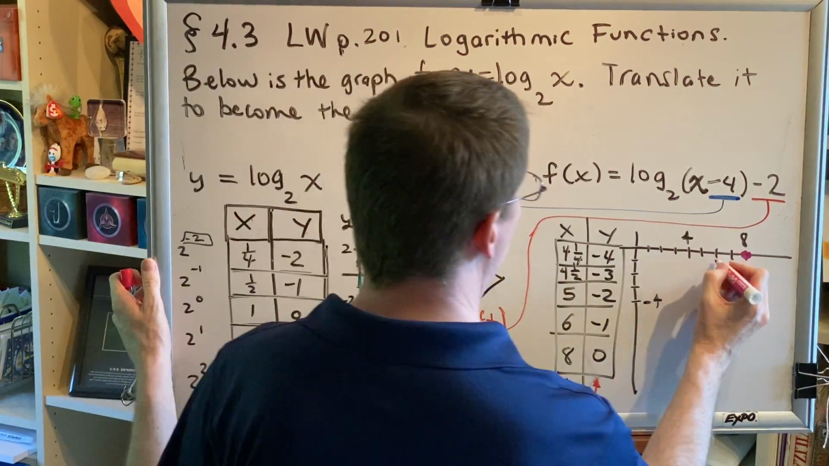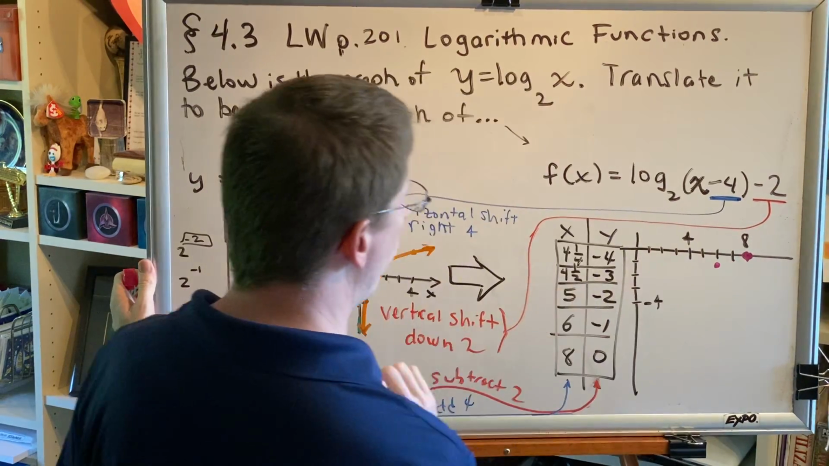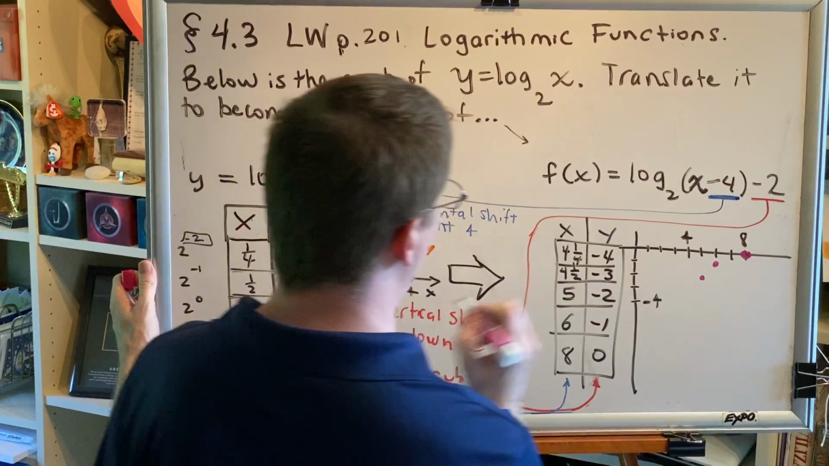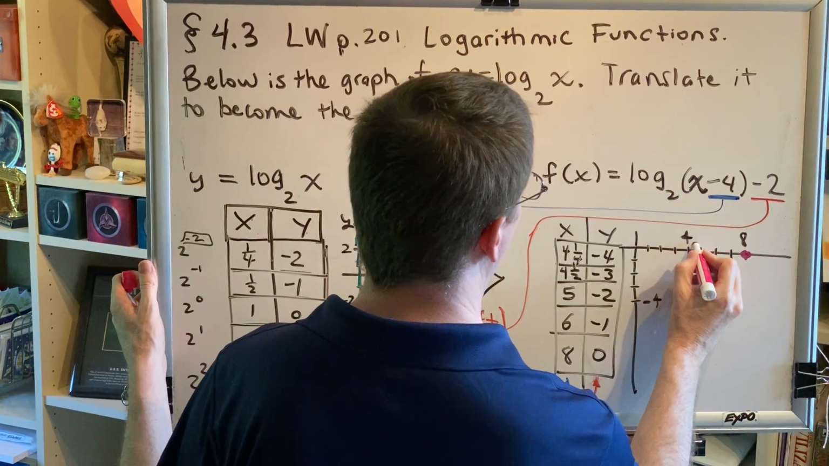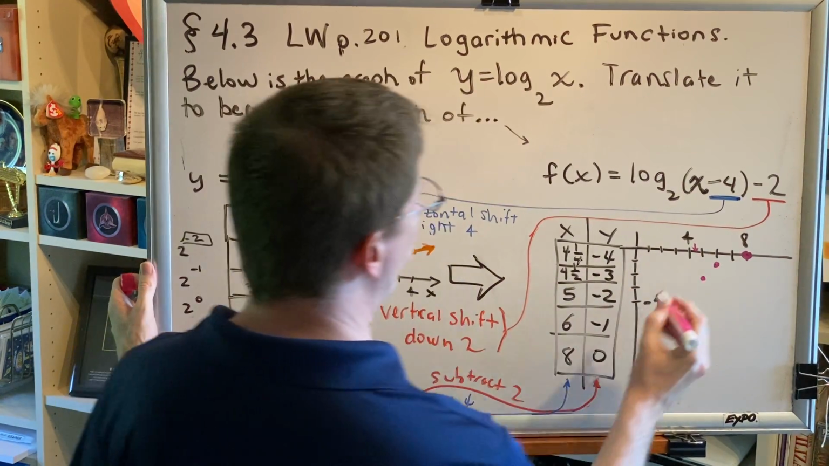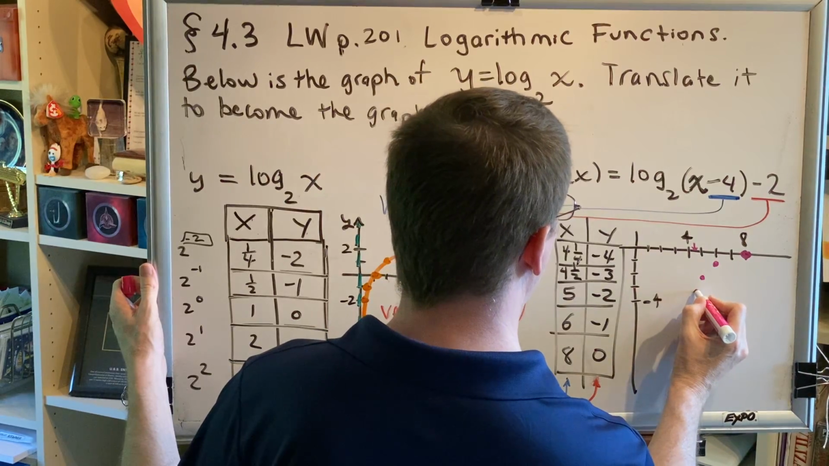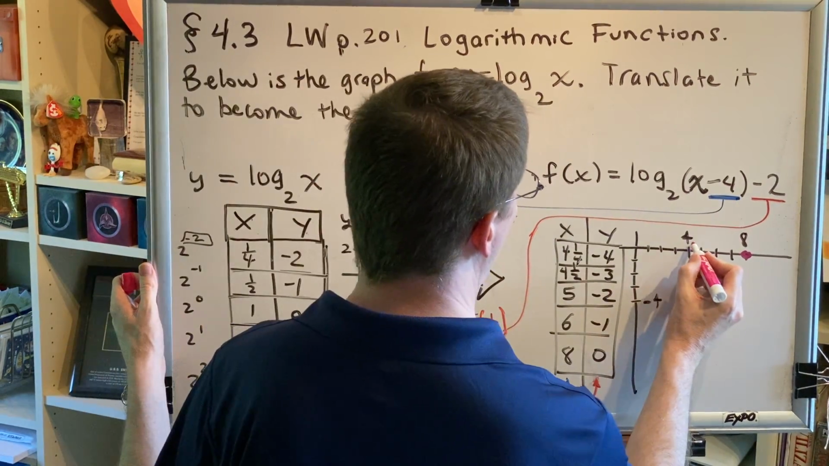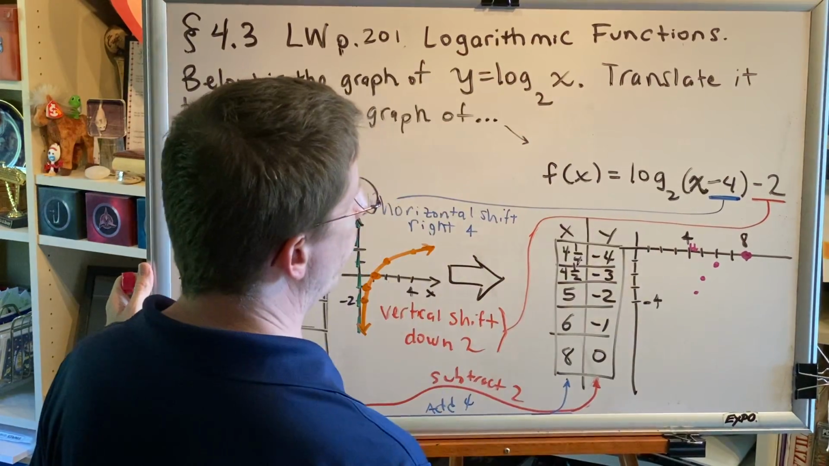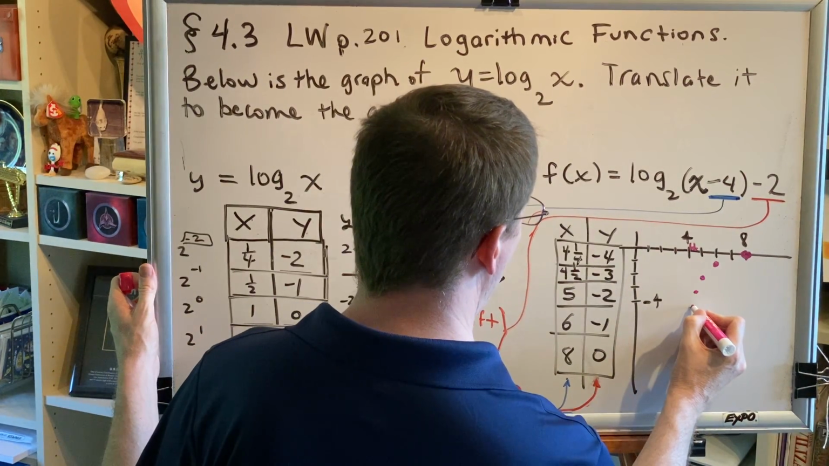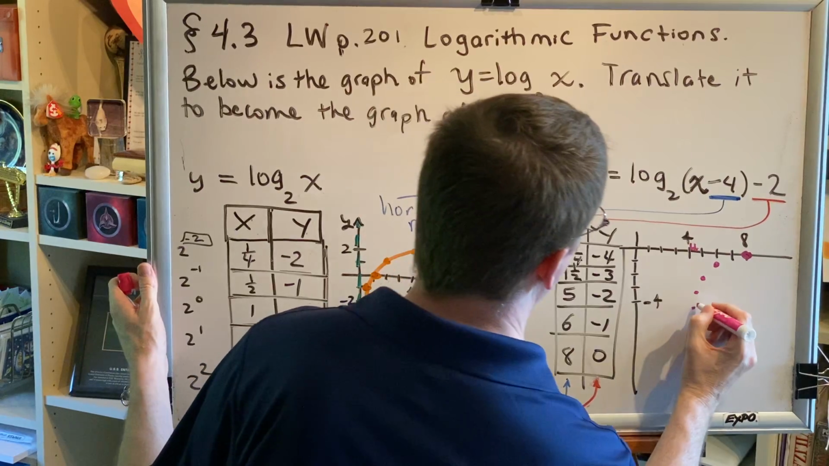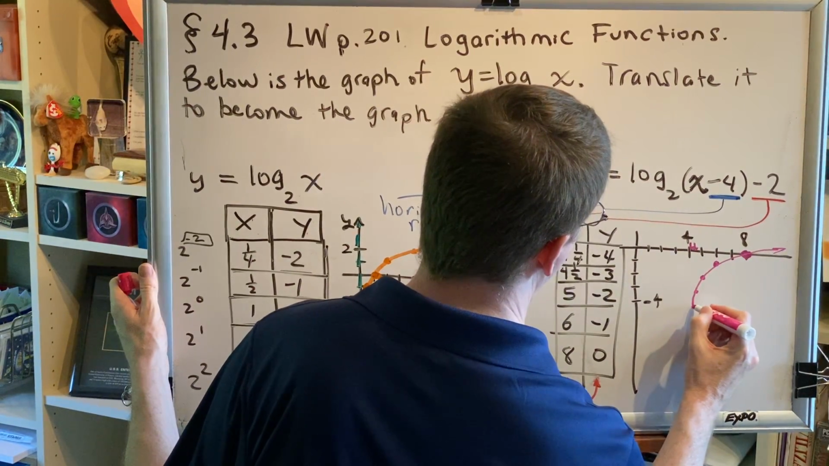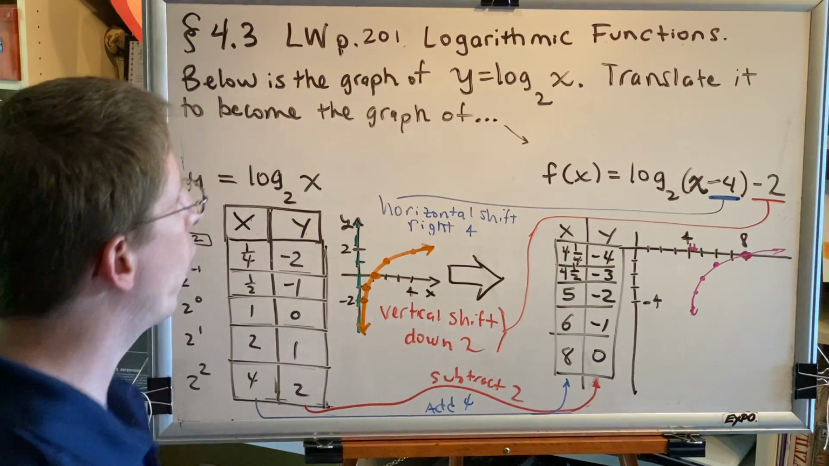6, negative 1 would be here. 5, negative 2 would be here. 4 1/2, negative 3. Well, 4 1/2 is halfway between 4 and 5, so 4 1/2, negative 3 would be here. 4 1/4, negative 4. Well, 4 1/4 would be between 4 and 4 1/2, and that would be here. And we can connect all those dots together, and that creates the graph of our logarithmic function.